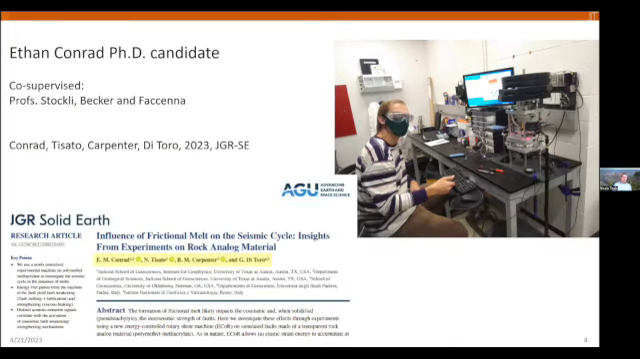So you will find more details about the talk I'm going to give in this paper, which came out in January in JGR, Solid Earth. And the paper is entitled Influence of Frictional Melt on the Seismic Cycle, Insights from Experimental Rock Analog Material. And Ethan worked with me. I've been co-supervising him, and Brett Carpenter from University of Oklahoma, and Giulio Di Toro from University of Padova.